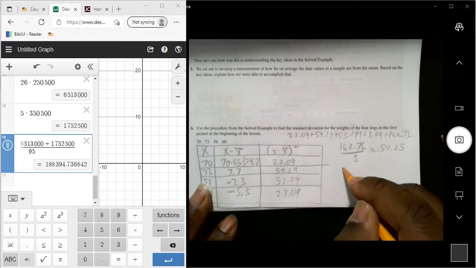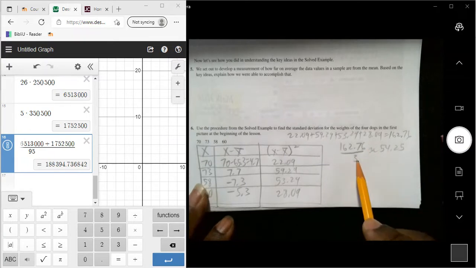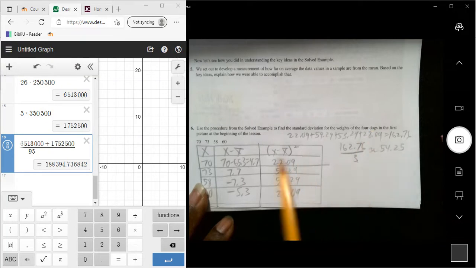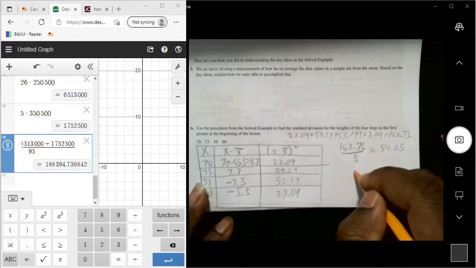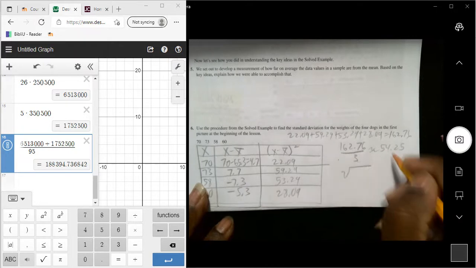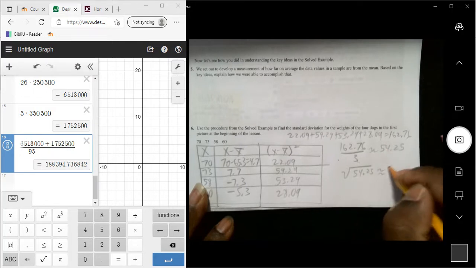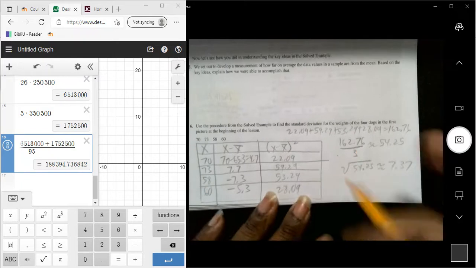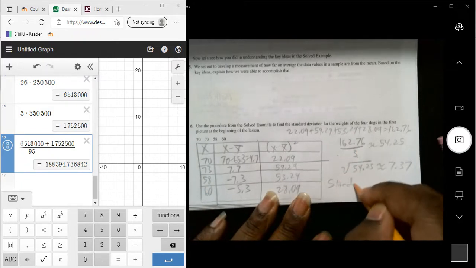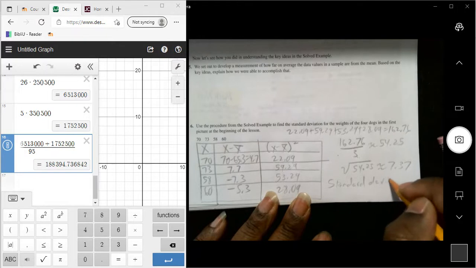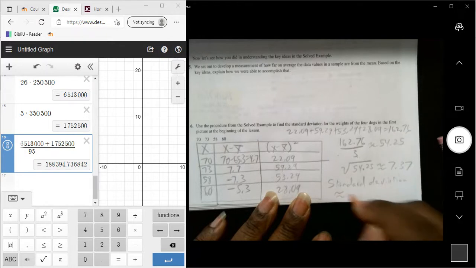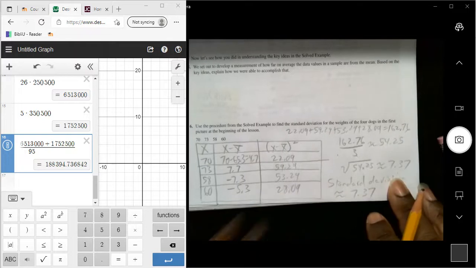Then we would take the square root. Oh, by the way, how we got the 3: remember, the denominator is n minus 1. We have 4 values, so it was 4 minus 1, which gave us the 3. So the next thing we would do is take the square root of this 54.25, to give us approximately 7.37. So our standard deviation is approximately 7.37. That's our standard deviation. All right.